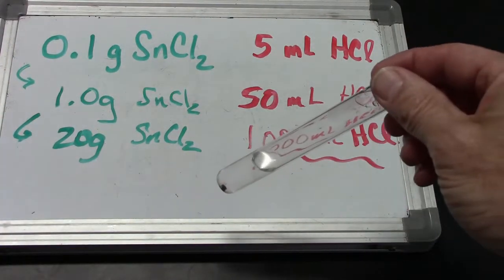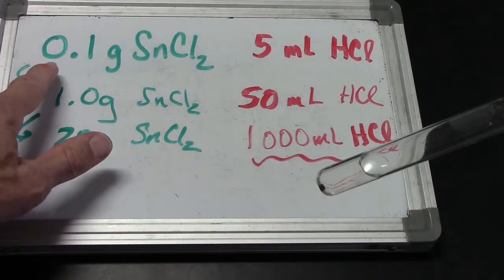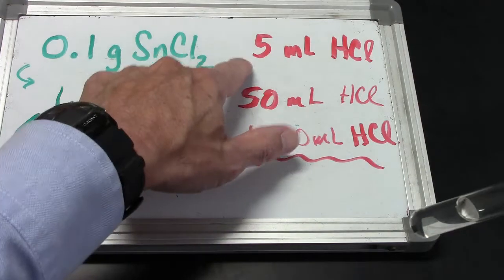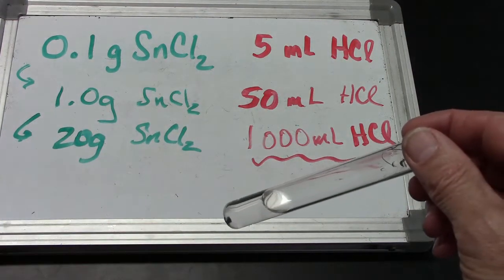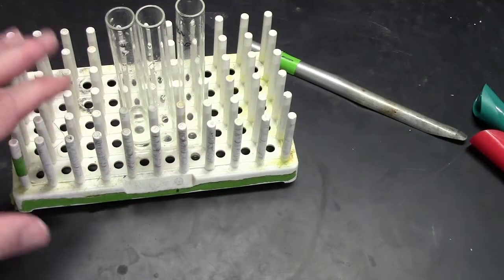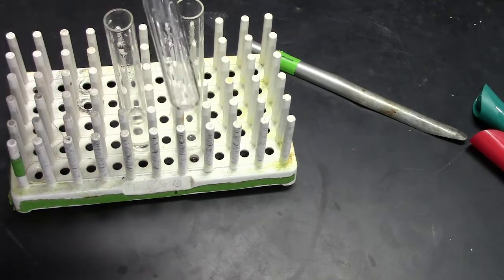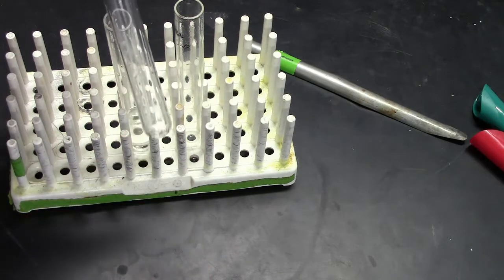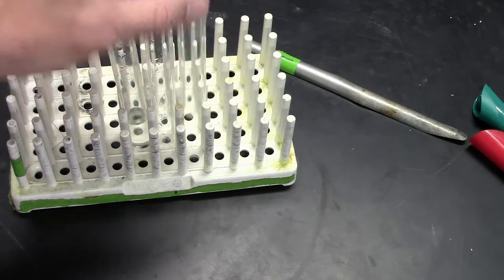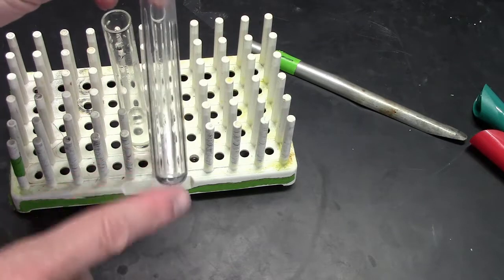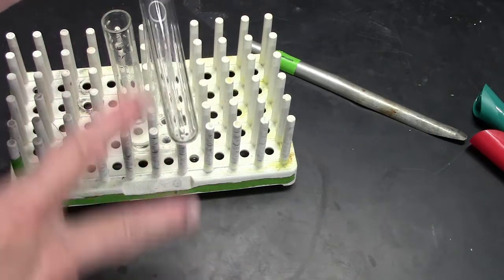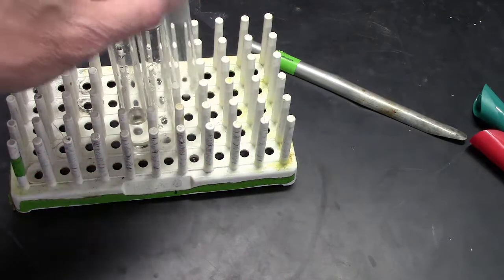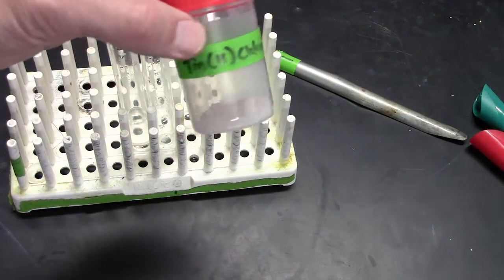I'll have to experiment, either trying to dissolve this in less HCl, or say, well, how much can I dissolve in 5 milliliters HCl? So you do that by experiment. Maybe I can put 1/10 of a gram of the tin chloride and just try 1 milliliter of HCl. Or I can try 0.2 grams in here, trying to find the minimal quantity of acid needed to dissolve a small quantity of this salt.